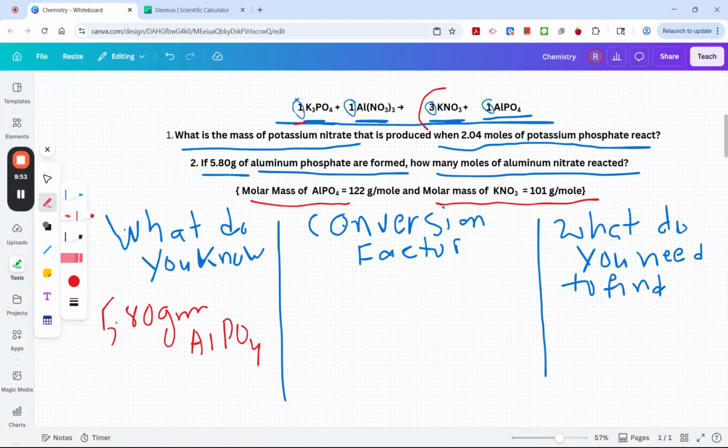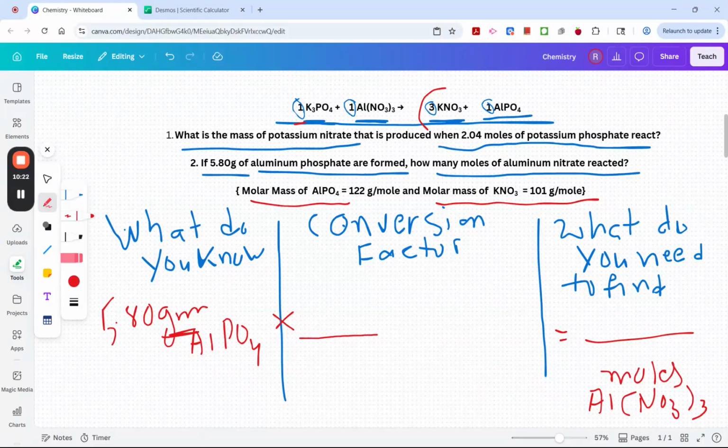And what do you want to find? I need to find moles of aluminum nitrate. How will we get aluminum nitrate on stage? With the help of molar ratio. It means first I need to change these grams into moles. If I want to use the molar ratio, you cannot use it here. Keep in mind, it's very, very important.